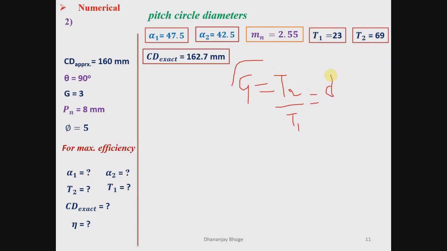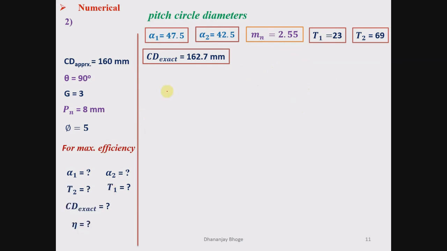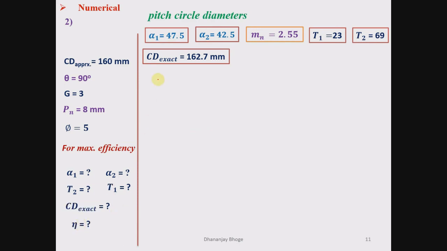So G equals to D2 cos alpha 2 divided by D1 cos alpha 1 into T1 upon pi. T1 आणि D2 पण तसा T2 घेऊन करता. हां, ट्रान्सवर्स मॉड्यूलचं इक्वेशन यूज करायचं बरोबर. Pn is equals to Pt1 cos of alpha 1. That is also equals to Pt2 cos of alpha 2, right?